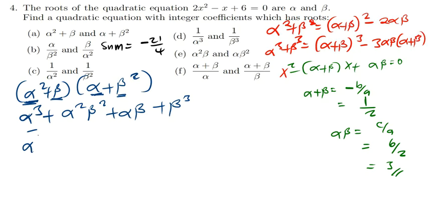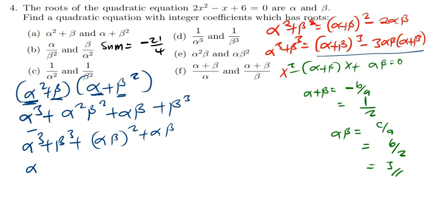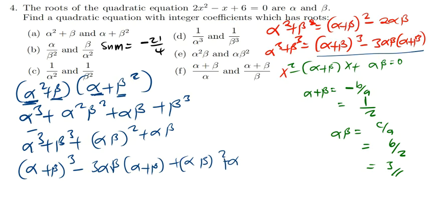So then alpha to the power 3 plus beta to the power 3 plus these ones can be alpha beta raised to the power 2 plus alpha beta. Now this one, as long as there is alpha to the power 3 plus beta to the power 3, you replace it with that, don't forget. So it will be (alpha plus beta) raised to the power 3 minus 3 alpha beta (alpha plus beta), then plus (alpha beta) raised to the power 2, then plus alpha beta. Let's plug in the values. What is alpha plus beta? We found half.